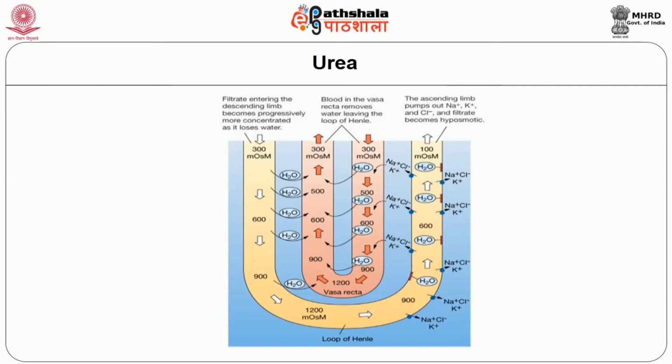In the figure, you can see the concentration and osmolality of the fluids in the loop of Henle and vasa recta. The filtrate enters the descending limb and becomes progressively more concentrated as it loses water. As indicated in the pink columns, blood in the vasa recta removes water, leaving the loop of Henle. And finally, the ascending limb pumps out sodium, potassium and chloride, and the filtrate becomes hypoosmotic.